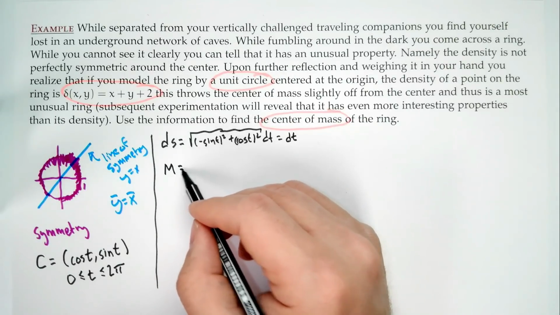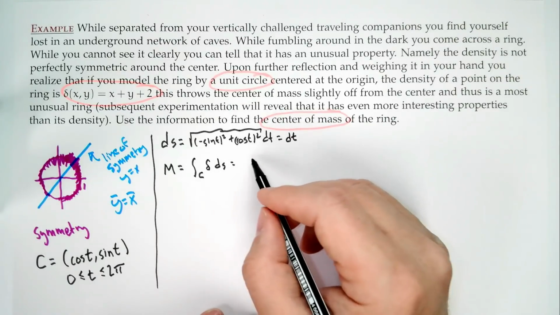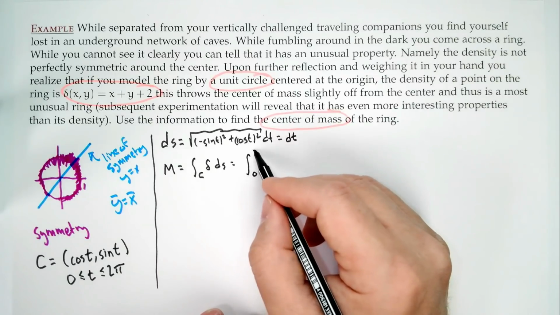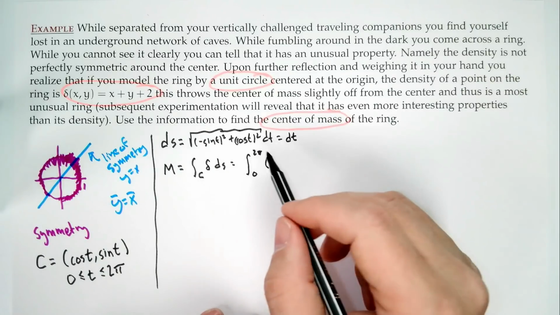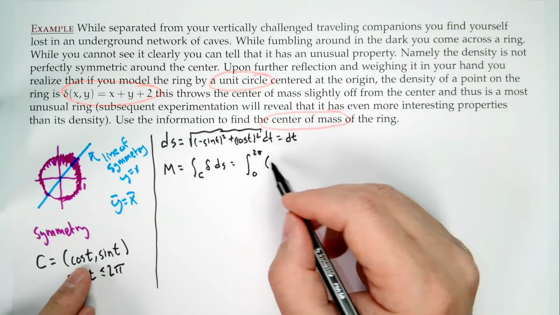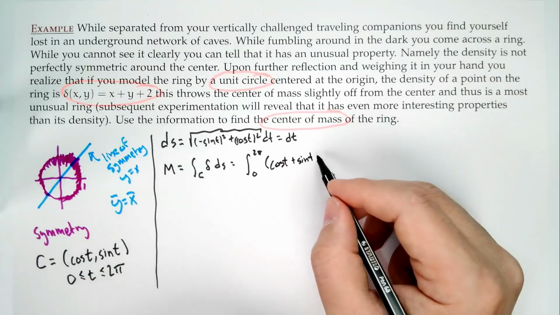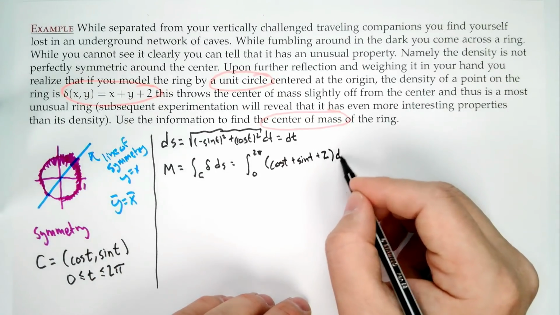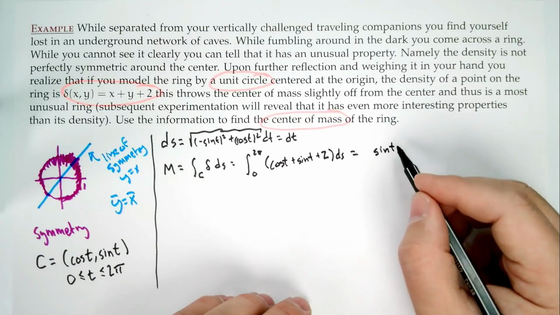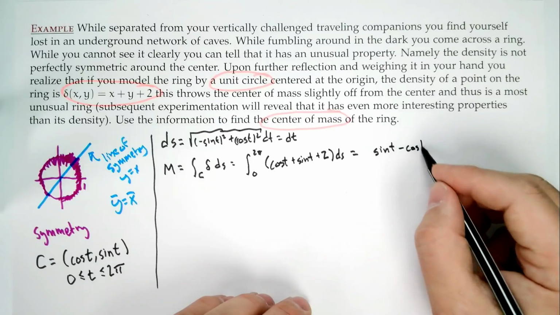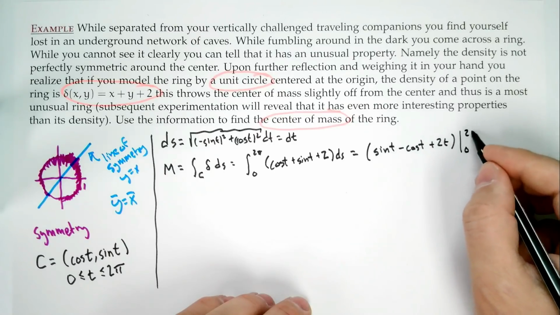First off, mass. Mass is the integral along the curve of density. So that becomes the integral from 0 to 2 pi of density, which is x plus y plus 2. So I'm going to have cosine plus sine plus 2. All right. Well, we can integrate this. The integral of cosine is sine. Integral of sine, negative cosine. Integral of 2, 2t. Evaluate from 0 to 2 pi.